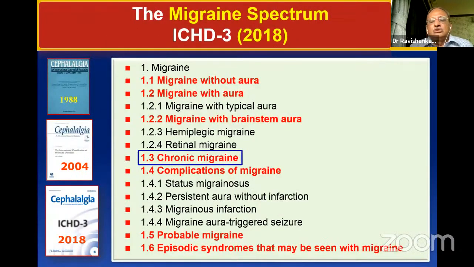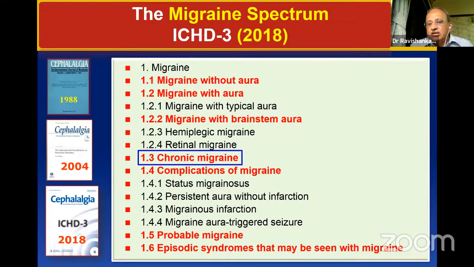Now, in order to look at preventive treatment in an optimal manner, it's important that we know the entire migraine spectrum as it prevails today in the ICHD-3 classification of 2018. As Tapas had mentioned, a lot of new terms have come in and a lot of entities have been included. Chronic migraine gets a separate rubric of 1.3. Migraine with aura has been subclassified. Basilar migraine is now to be called migraine with brainstem aura. And you have complications of migraine.